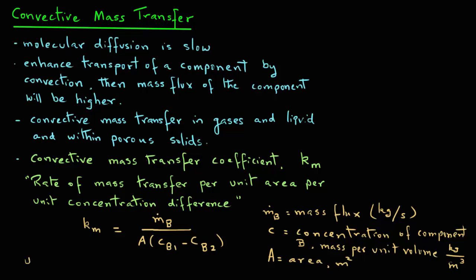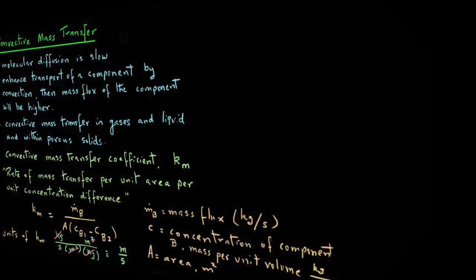So the units of Km will be, by substituting the units for the terms on the right hand side, we have kilograms per second in the numerator, square meters in the denominator, and then kilogram in the denominator and cubic meter in the numerator. So kilograms will cancel out, square meter term will cancel out, so we are left with meter per second. So the units of Km are meters per second.